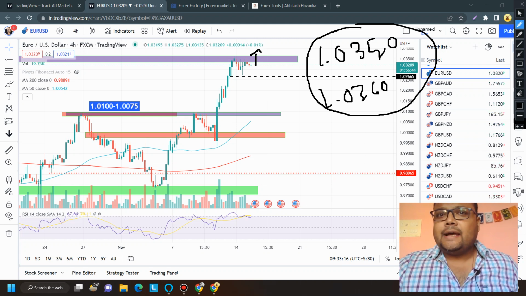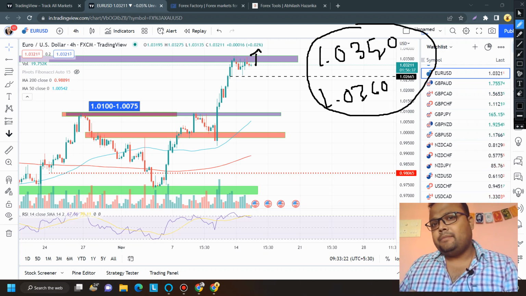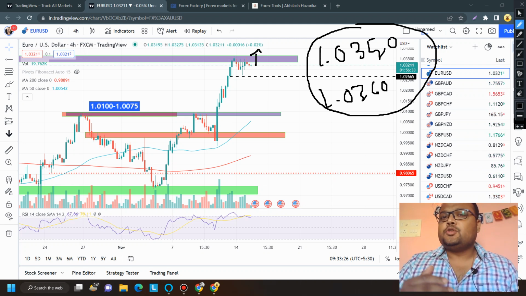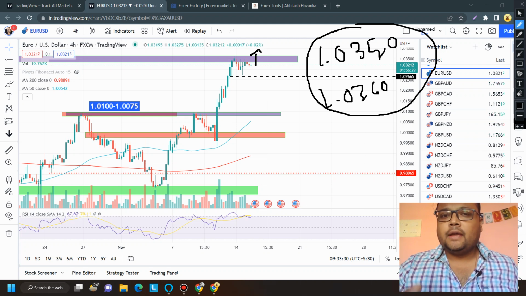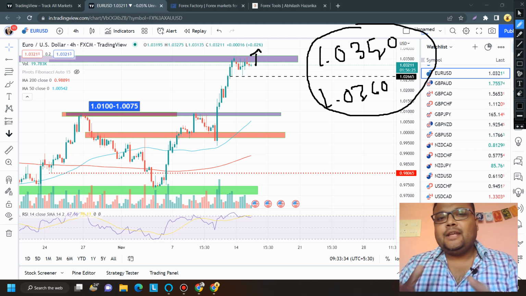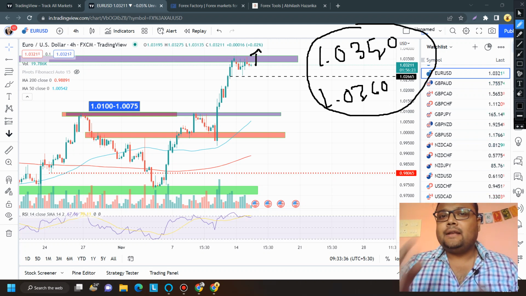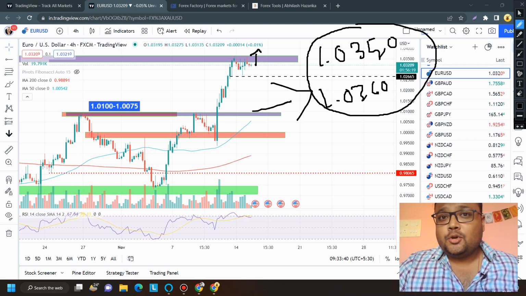If you see a sudden fall on DXY, and in case Euro USD shows a good big green candle, then you can go for a buy position. But if you see that DXY is silent, and there is not much activity on the chart of Euro USD, then even if the market goes up and crosses this level, do not take any buy position. That can be a trap.